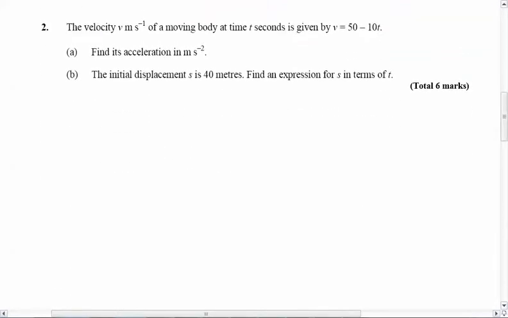Alright, let's look at the second question. I've only got 5 minutes for this one because I took 7 minutes on the first one. I got to keep in mind my timing. I don't want to go over my 12 minutes that IB would give me. So the velocity of a moving body at time t seconds is given by velocity equals 50 minus 10t. Alright, so velocity equals 50 minus 10t. Find its acceleration in meters per second squared. This just means meters per second squared.